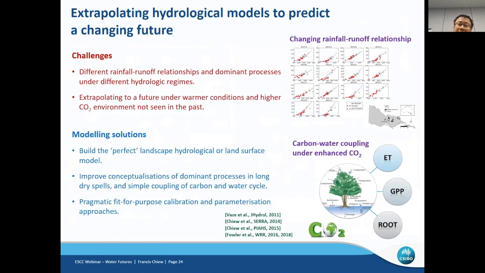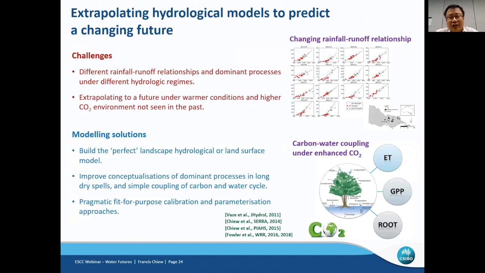So just to sum up the bits at the top there, it's really about challenges around how we extrapolate hydrological models built using past data into the future. So the two drivers are the different rainfall runoff relationships and dominant processes under different hydrologic regimes, and we have to extrapolate a model to warmer conditions that we haven't been using to train a model, and certainly higher CO2 conditions, and with it come feedbacks in eco-hydrological processes and water use, carbon water cycle, not seen in the past data that we use to tune our model.